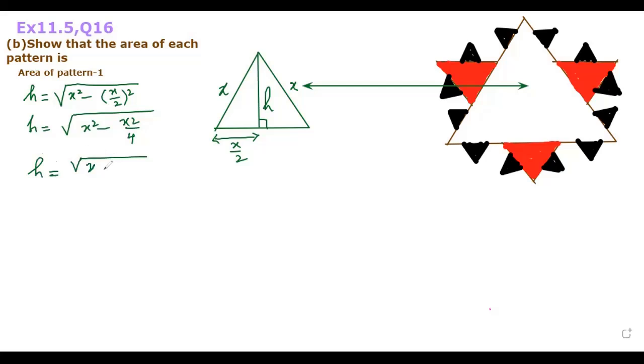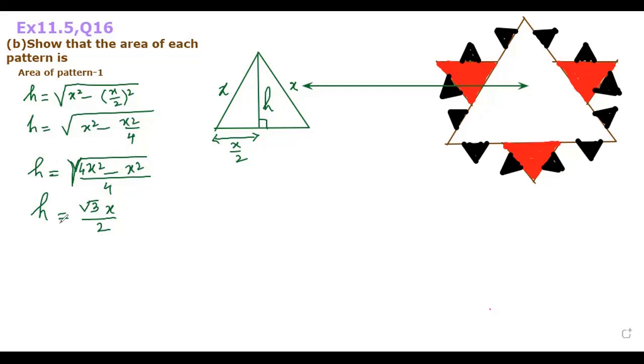x square minus, this will be 4x square minus x square upon 4. This should be a longer one. Then h is equal to root 3 x upon 2. So this is the height of the triangle we have found.